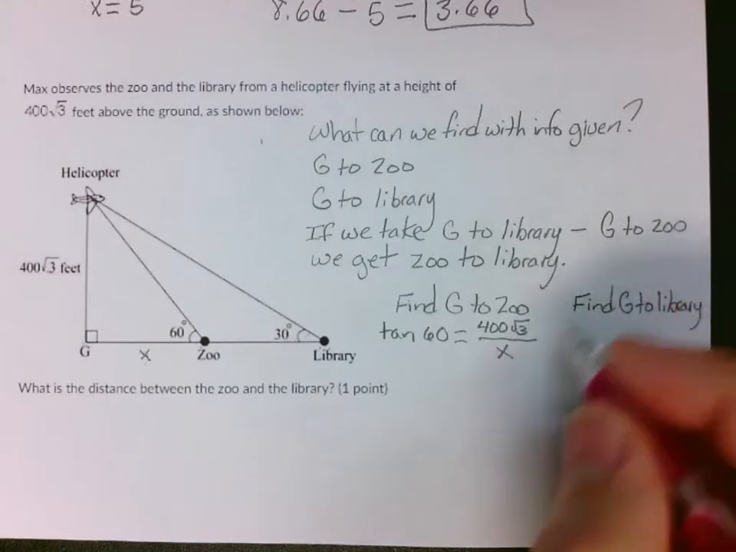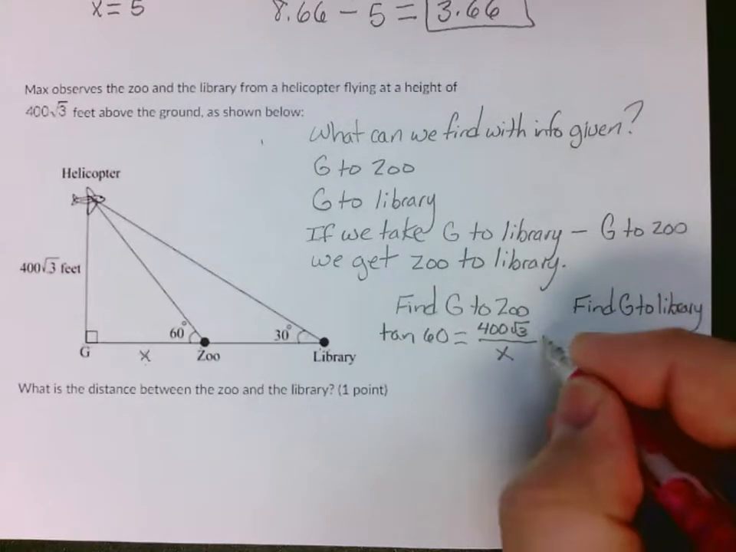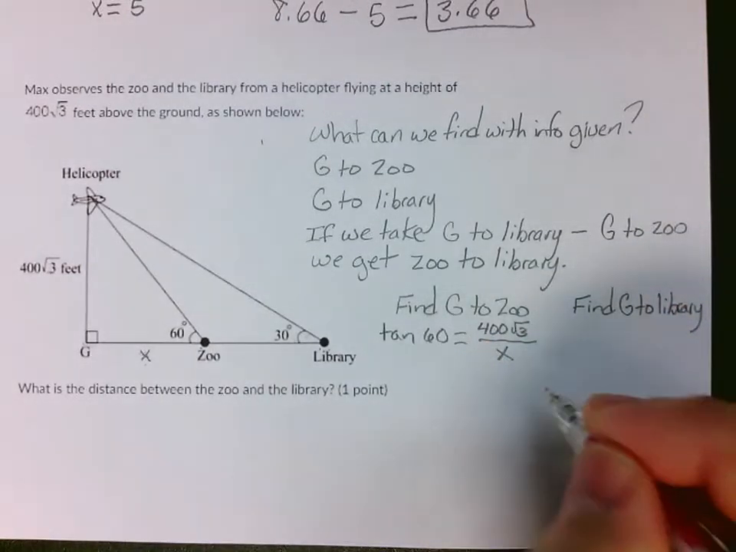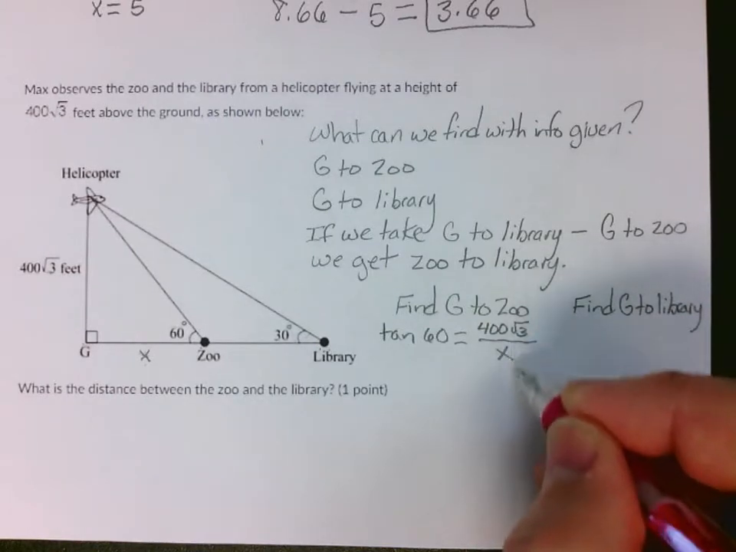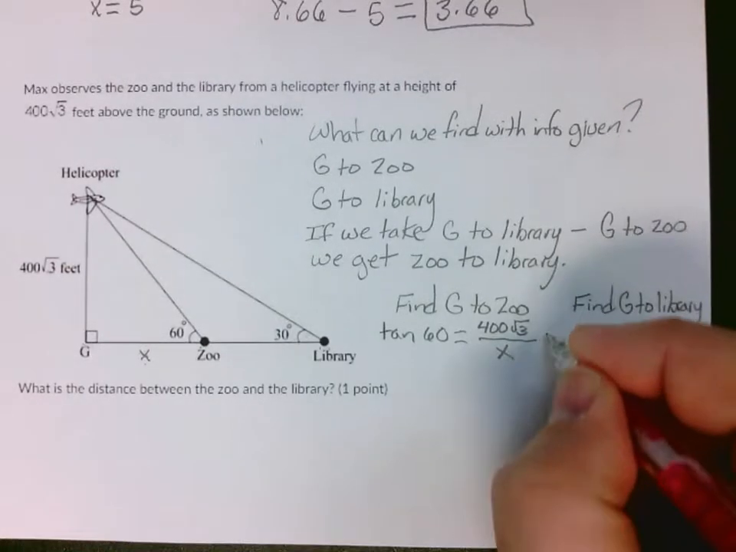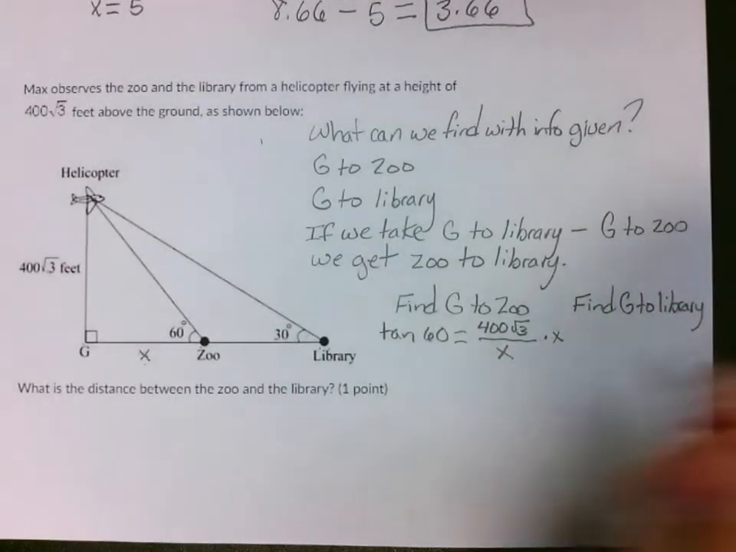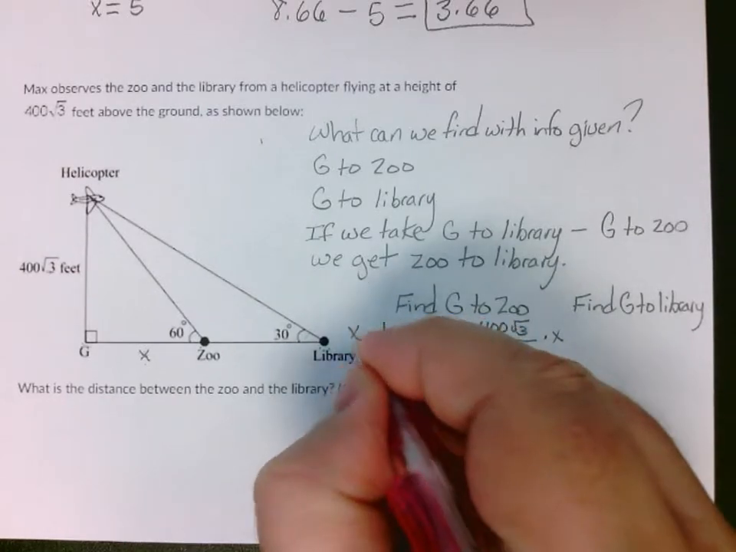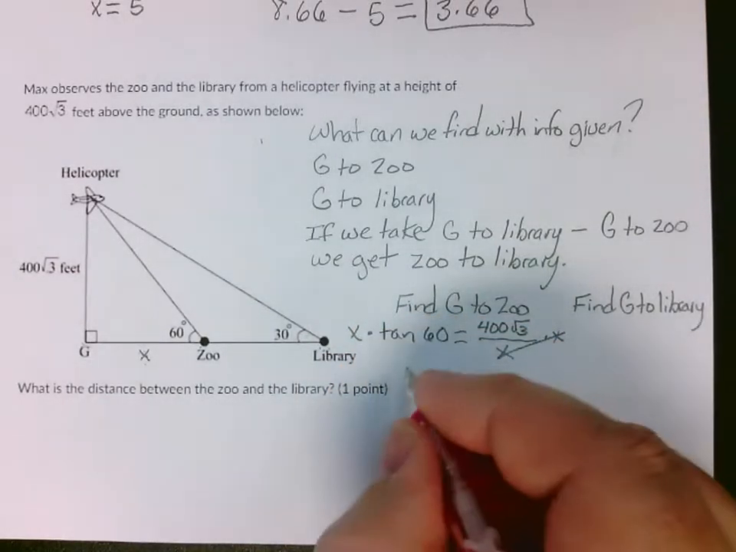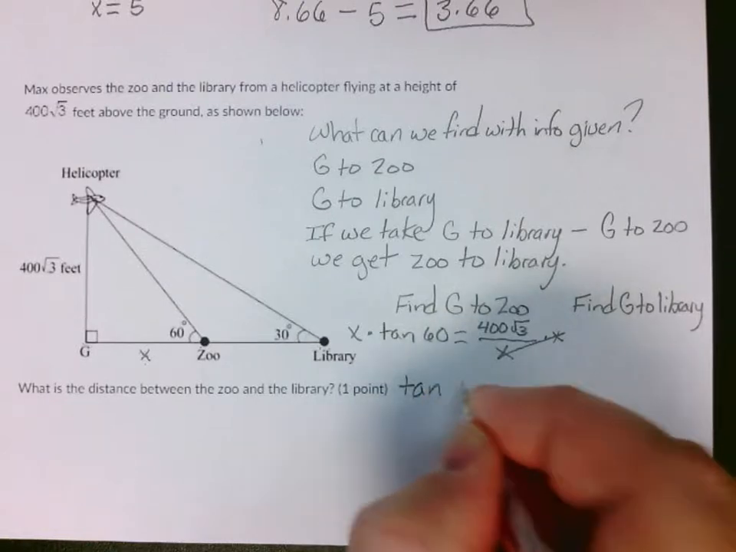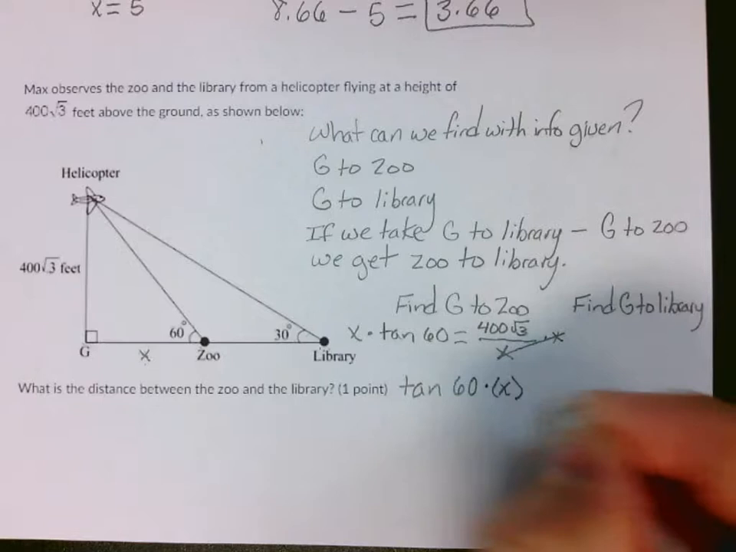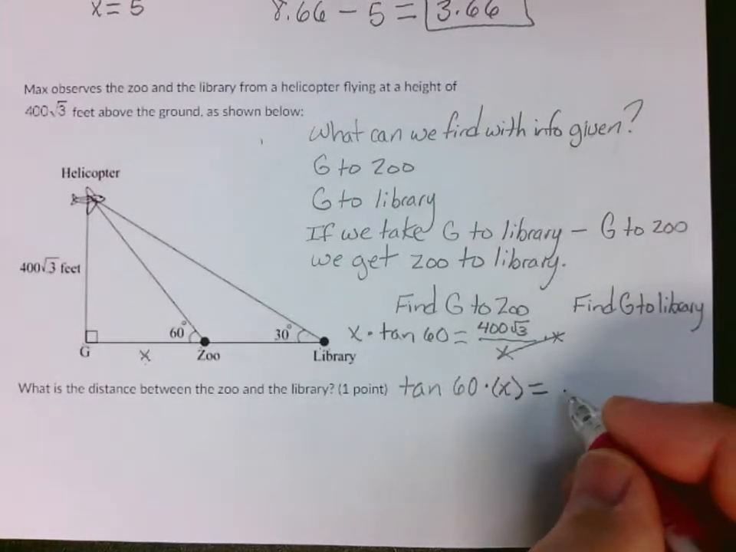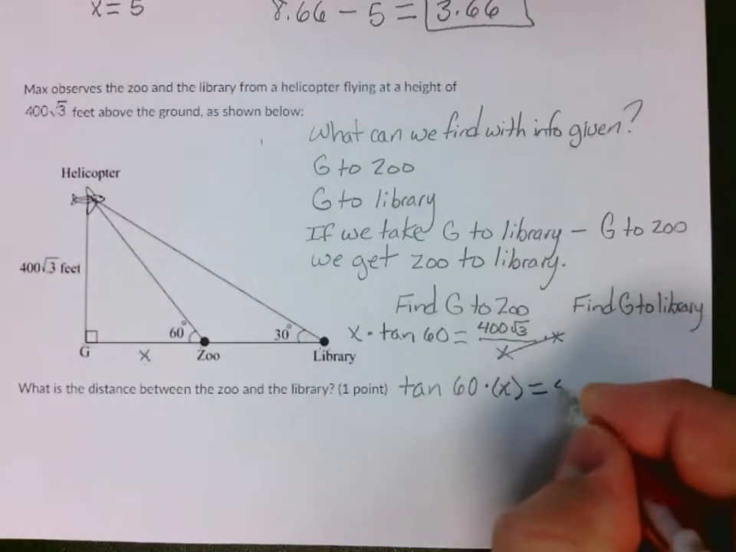to find. Okay, again, it turns into algebra. I got to go to the side of the x. This one's a little more complex because you got to get the x out of the bottom here first. So you're going to take this times x, and we're going to take this times x. This x cancels, so you're left with tangent of 60 times x equals 400 square root of 3.